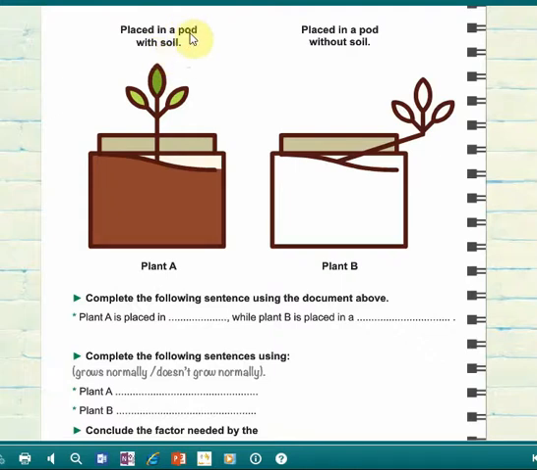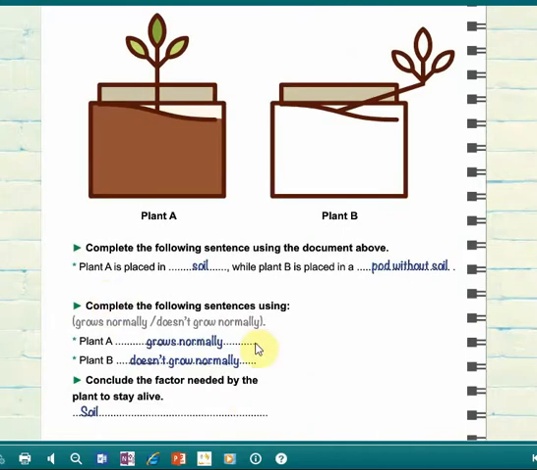Okay, so this is the third factor needed by the plant to stay alive. So these are the results. Copy them in your book, please. And the third factor needed by the plant is soil. The first factor is sunlight. The second factor is water. The third factor is soil.